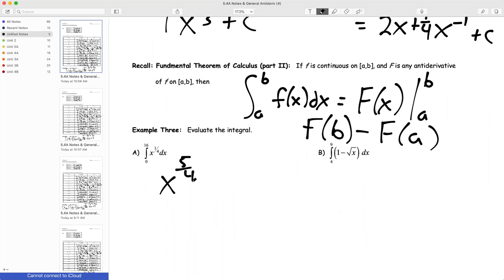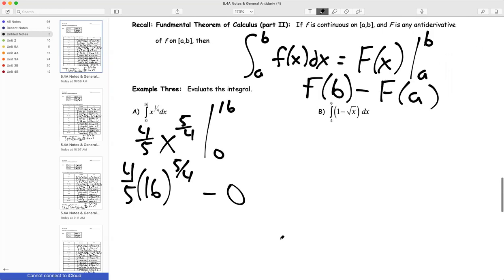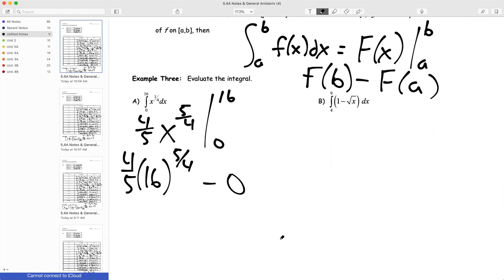And then I need to divide. So I flip the fraction. So I have 4/5 x to the 5/4. And now I'm evaluating from 0 to 16. So I'm going to plug in 16. And so now let's say, hypothetically speaking, that this is like a multiple choice problem and we can't leave our answer here unsimplified and we're in the calculus jungle without a calculator. How would we work this out?